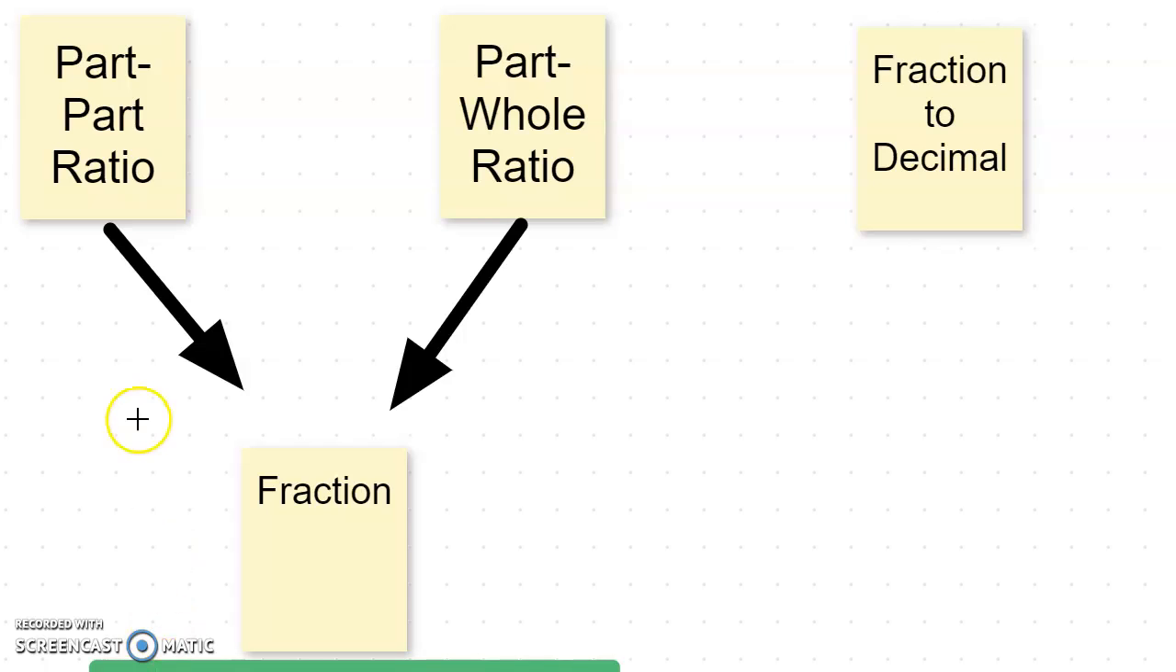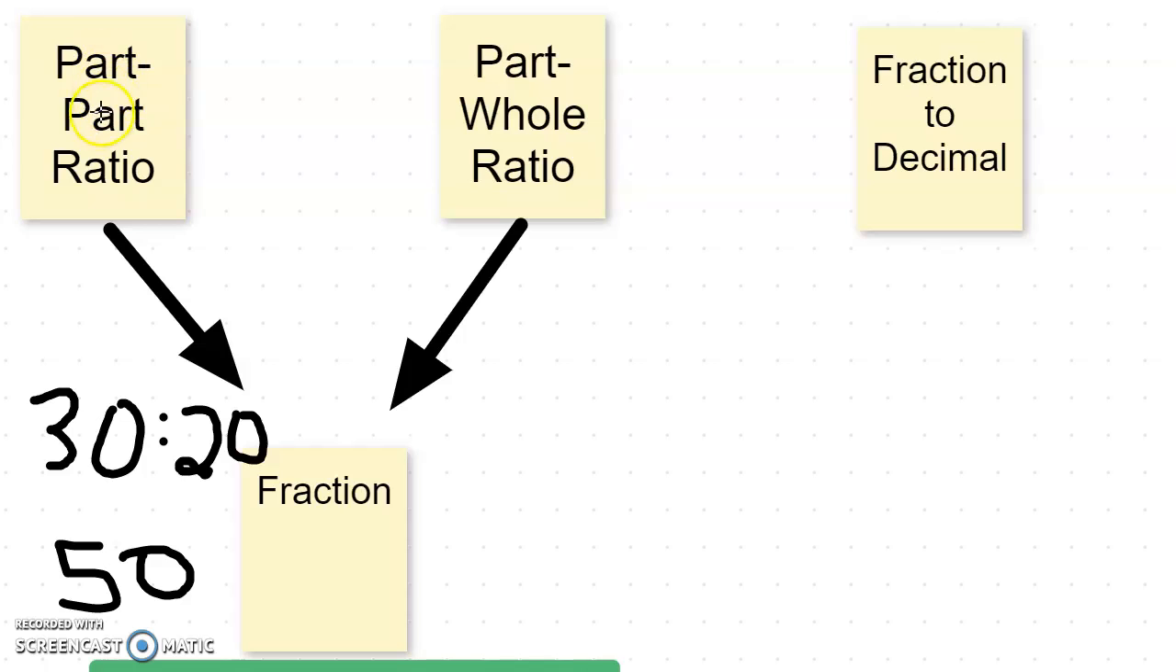Today we are looking at how to convert a ratio into a fraction, and then from our fraction, converting a fraction to a decimal. The first thing we need to consider before beginning is whether or not we have a part-to-part ratio or a part-to-whole ratio. An example of a part-to-part ratio might be, in a classroom, you have 30 boys and you have 20 girls, which would mean a total of 50.